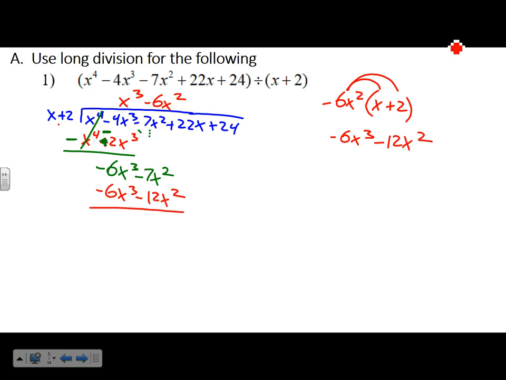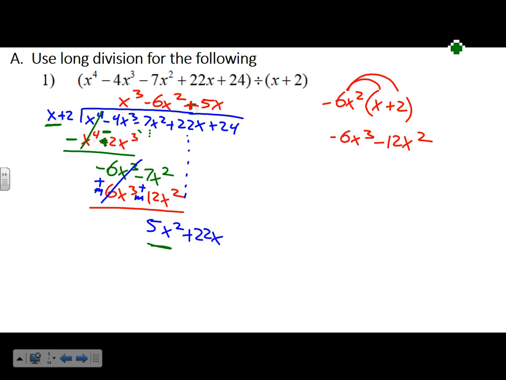And then, like I said, from here you're going to subtract that, but that's really the same thing as changing your signs. So we're going to change this to a positive. Change that to a positive. Add those together, so those cancel. We have negative 7 plus 12, which ends up being positive 5x squared. Then bring down your next number, positive 22x. And repeat the process over and over and over again. What do we multiply this x by to get 5x squared? We're going to multiply it by 5x. So positive 5x.